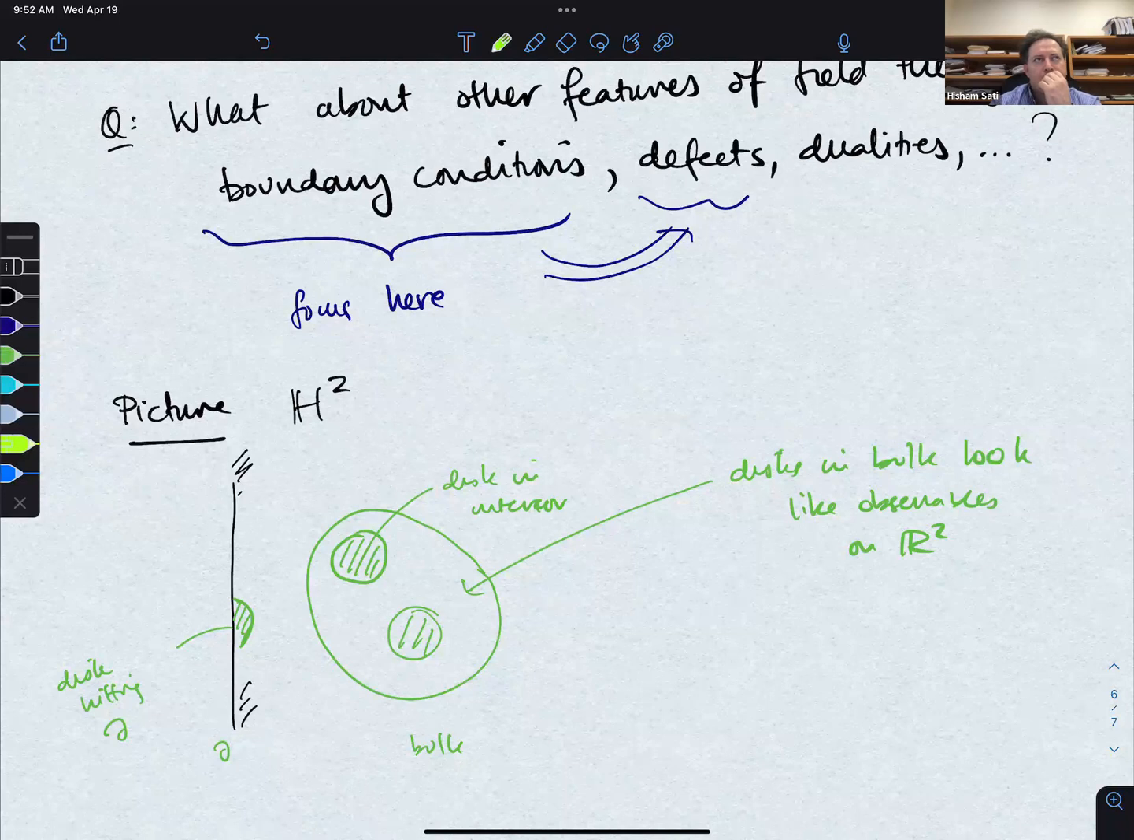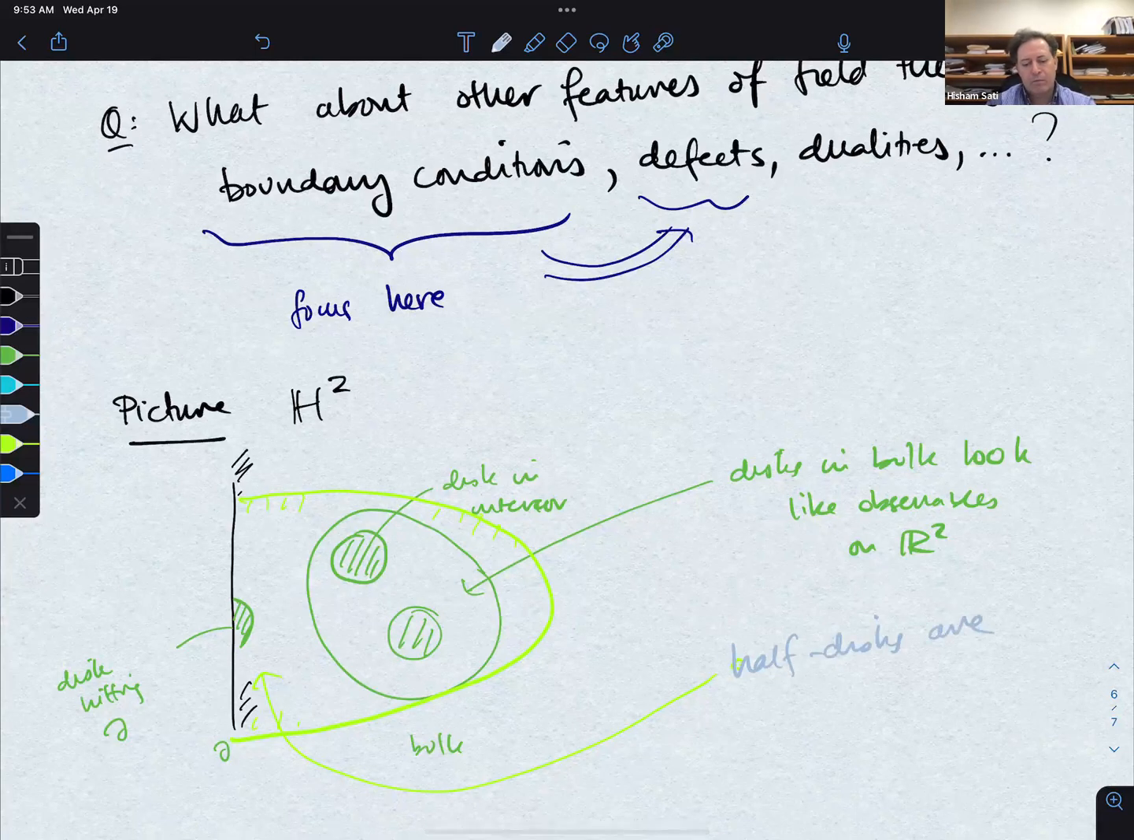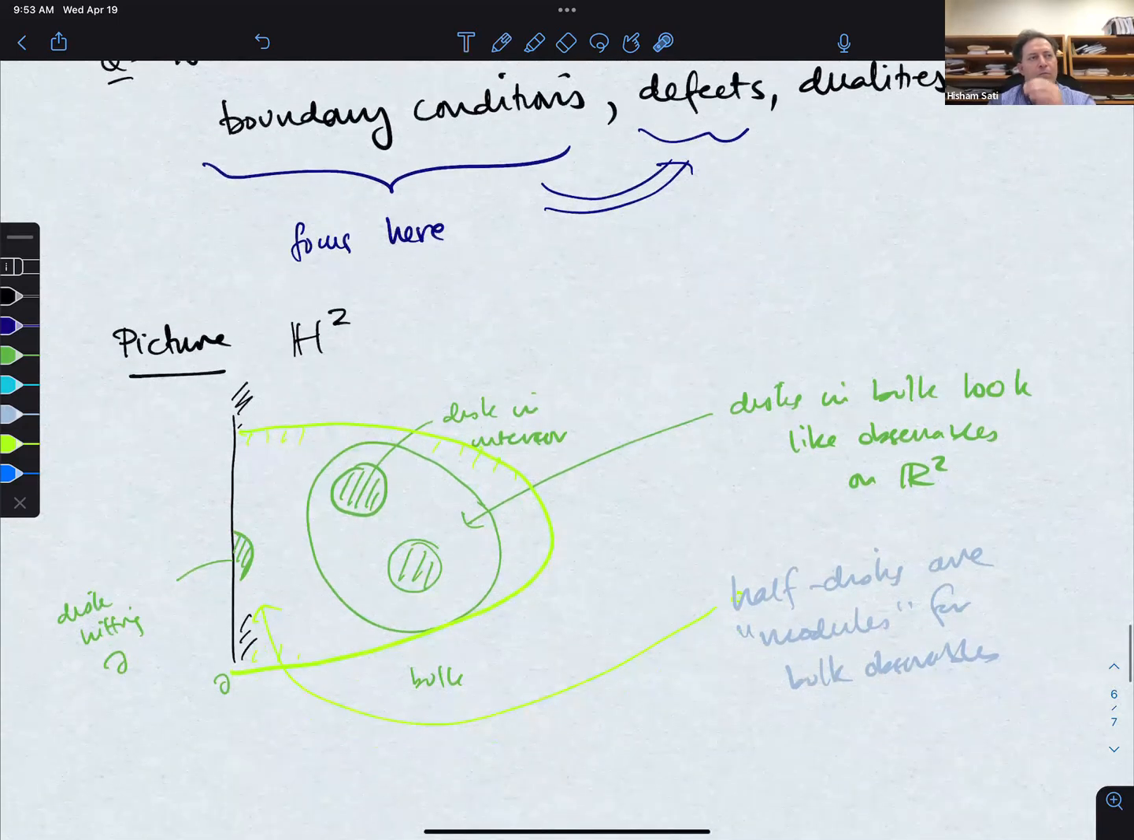On the other hand, if you pick an open big disk like this, a half disk, that contains the bulk and the boundary, it hits the boundary. Then what you see is that the half disks are sort of modules for the bulk observables. I can multiply things from the bulk with something on the boundary to get another thing on the boundary. So they kind of behave like modules.